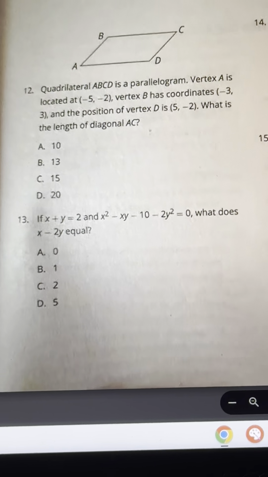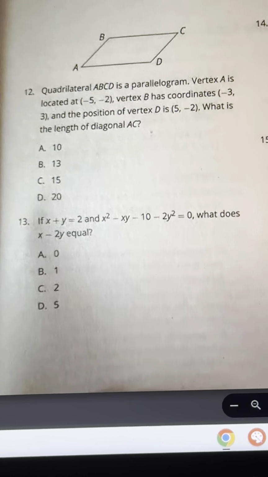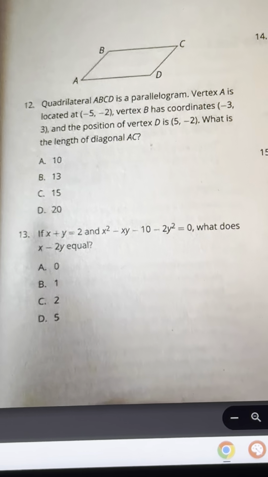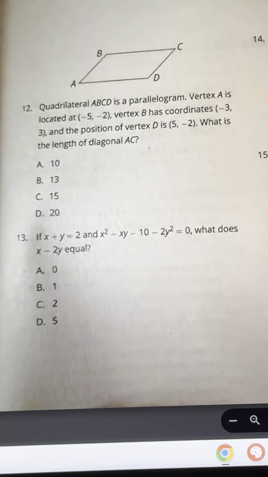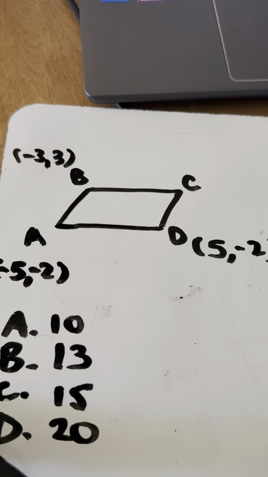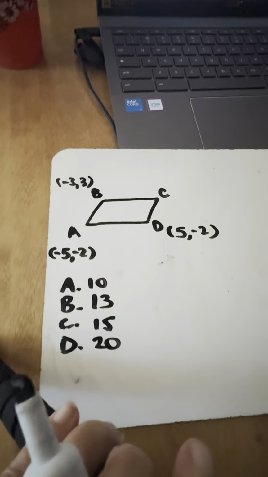Quadrilateral ABCD is a parallelogram. Vertex A is located at (-5, -2). Vertex B has coordinates of (-3, 3). And the position of vertex D is (5, -2). What is the length of diagonal AC? So here is my drawing. We are going to take a look at this and determine what is happening.